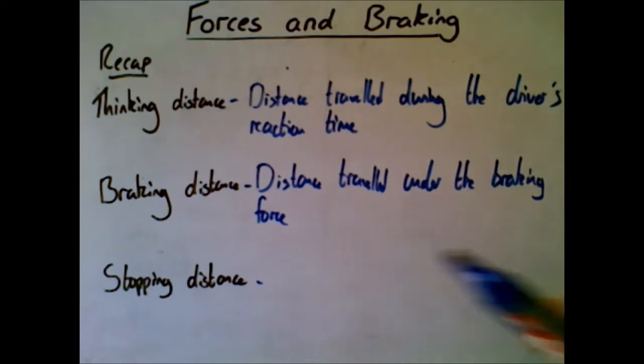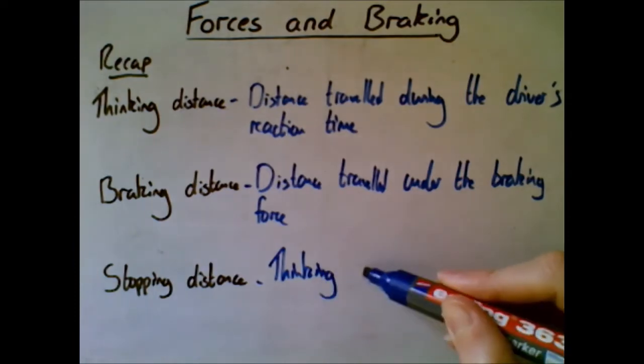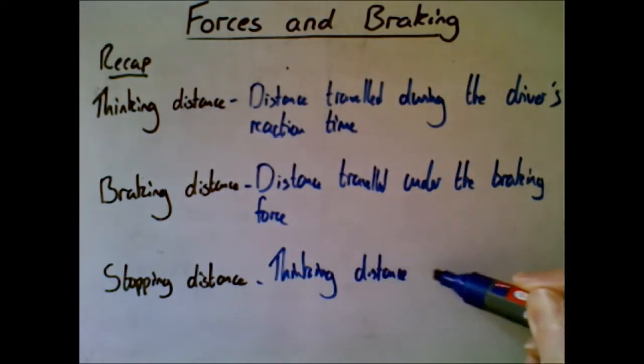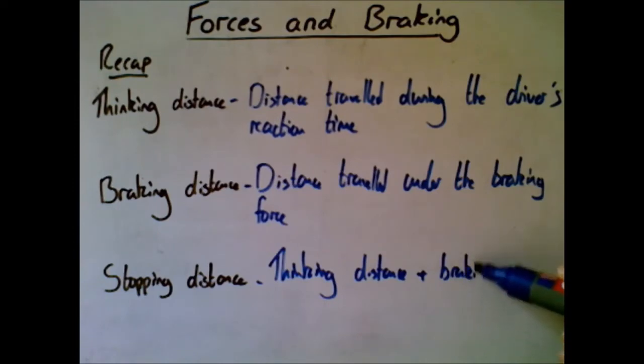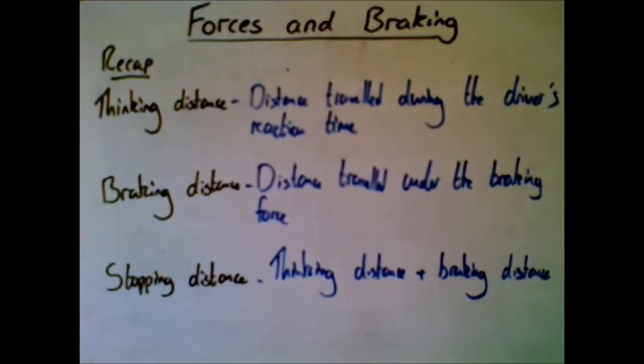And then the stopping distance is just those two added together. So it's the total of the thinking distance plus the braking distance. And if you remember, there are lots and lots of factors which will affect thinking distance and braking distance. One key factor, though, there was only one factor really that affected both of those quantities, and that was actually how fast you were travelling. So the speed is the only thing that affected both the thinking distance and the braking distance.